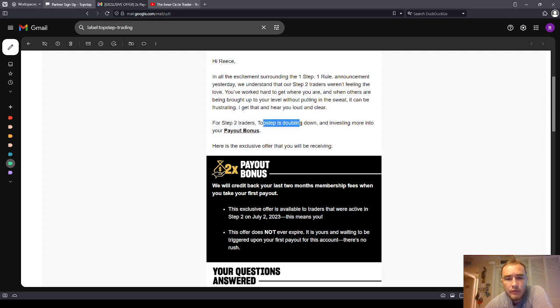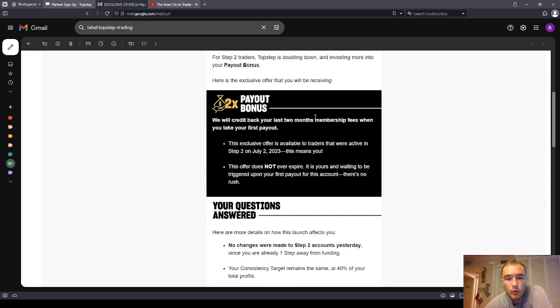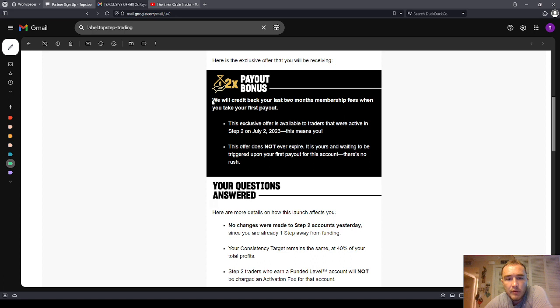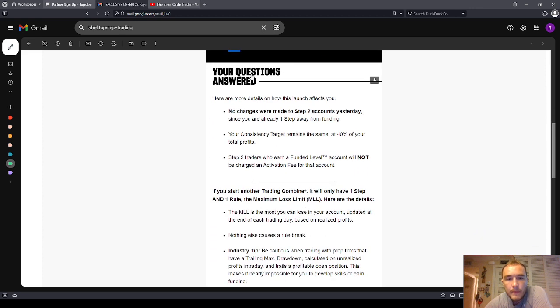For step two traders, TOPSTEP, which is me, TOPSTEP is doubling down and investing more into your payout bonus. Here's the exclusive offer you'll be receiving. 2x payout bonus, we will credit back your last 2 months membership fees when you take out your first payout. This exclusive offer is available to traders that were active in step two on July 2nd, 2023. This means you. This offer does not ever expire. It is yours and waiting to be triggered upon your first payout for this account. There's no rush. Your question's answered.